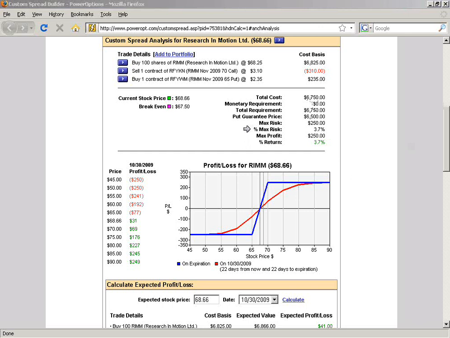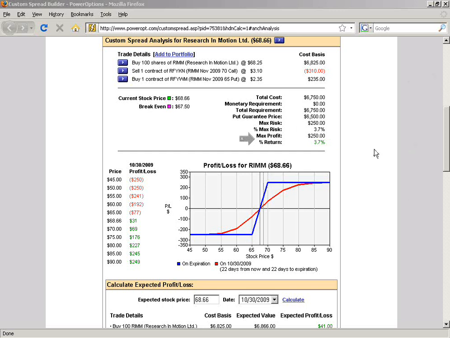Okay? So here we see that we have our position spelled out for us up at the top in the trade details section. Beneath here we have our break-even price, which in the case of a standard collar is equal to our net debit. We're shown our maximum risk and our maximum profit at expiration. Again, the maximum risk occurs if we're below $65 per share as shown on the chart, and our maximum return will be earned if the stock is trading above $70 on November expiration.